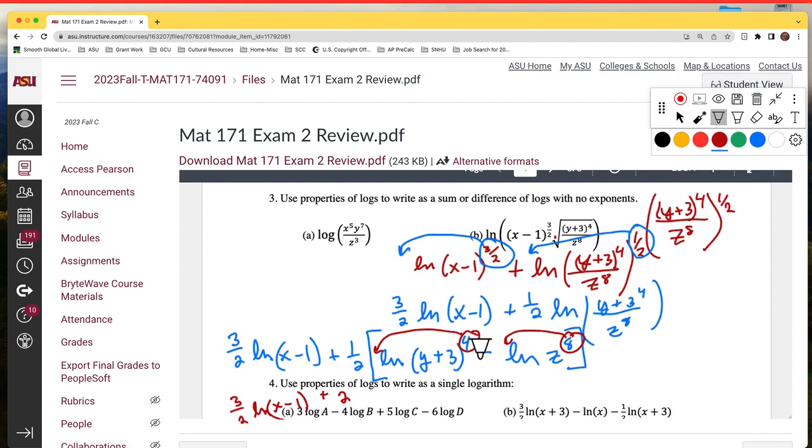So you see how that happened? I took 4. I'm going to distribute the 1/2. That's 2 natural log y plus 3. The 8's going to come down, but then I've also got to distribute that 1/2. 8 divided by 2 is going to be 4 natural log of z. And I don't need those parentheses anymore. So that's what I got. Does that make sense? Does that help?